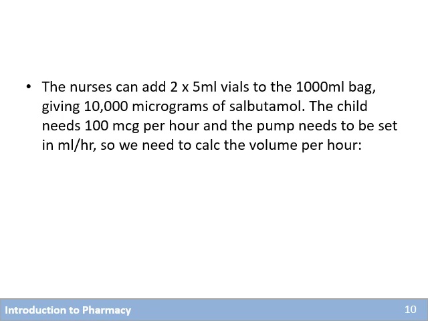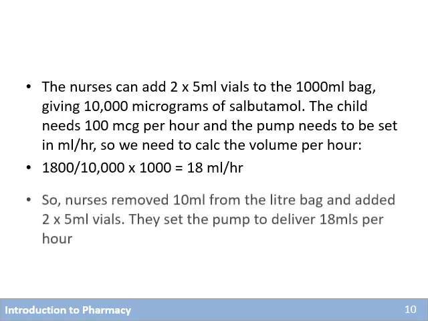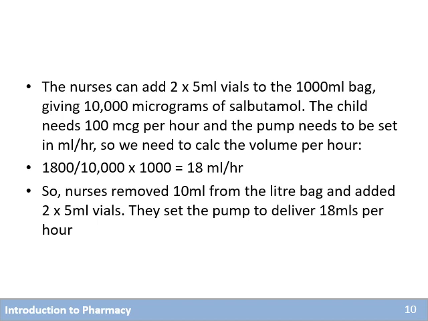So that's how much they need in terms of the drug, but we have to set the pump in mils per hour. So what we need to know is how many mils of the drug we need to give to get the right number of micrograms. So the idea was it's 1800 divided by 10,000, because that's the number of micrograms we've got, and then times 1,000 to get our answer, and the answer came out at 18 mils per hour. So they removed 10 ml from the litre bag, added 2 5 ml vials, and set the pump to deliver 18 mils per hour.